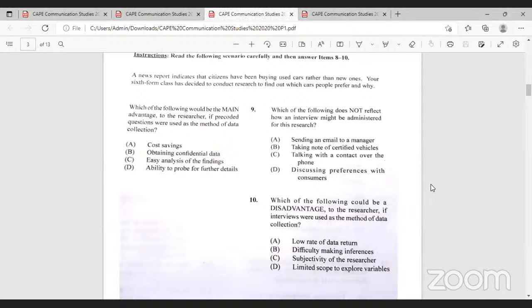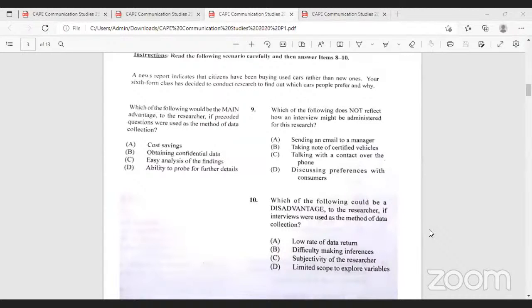10, which of the following could be a disadvantage to the researcher if interviews are used as the method of data collection? We're using interviews, what's the disadvantage? Lower rate of data return, difficulty making inferences, subjectivity of the researcher, or limited scope to explore variables. Disadvantage. So nobody is really able to agree with that for interviews. But I would say that the answer is B for this one.